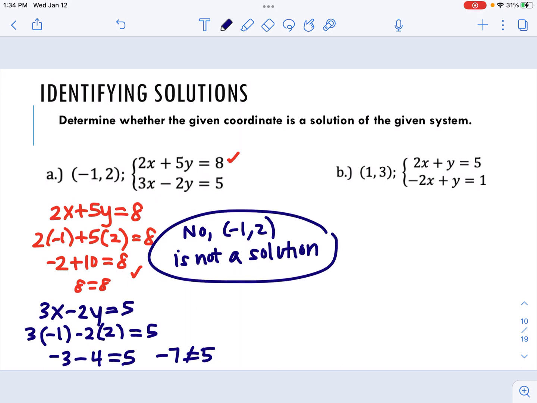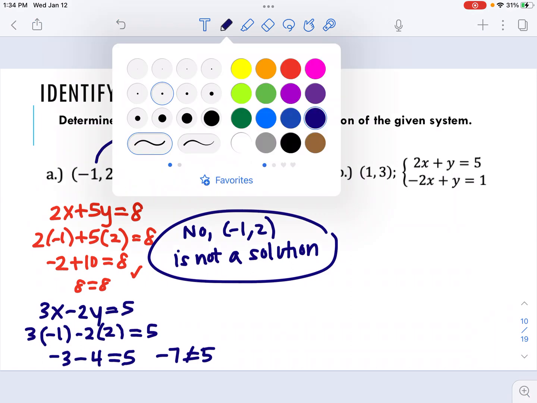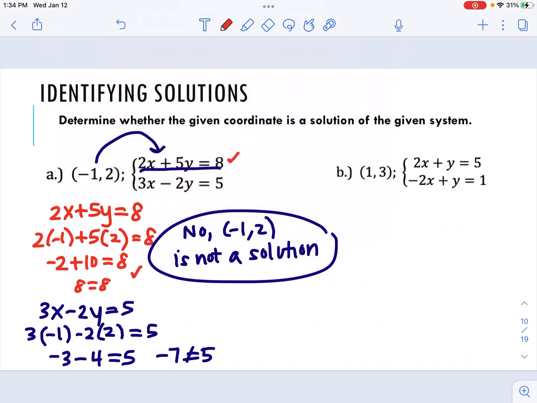Now what we do know is this ordered pair exists on this first line, but it does not exist on the second. Since it does not satisfy both equations, it's not a solution to the system. It's not the point of intersection. So let's try example B out. We have 1, 3, and we're seeing whether or not that is a solution to both equations here. If you'd like to try this out, you can pause the video and unpause when you're done to check your solution. Otherwise, you can keep watching as I solve this together as a class.